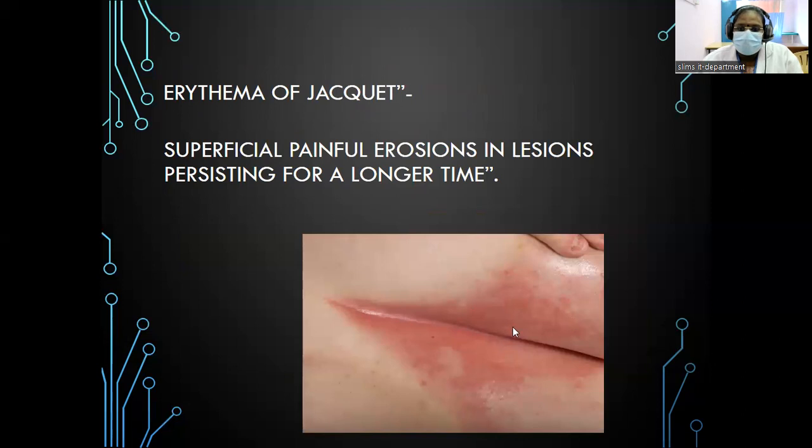This is typical in children: the erythema of Jacquet, one of the clinical types of cutaneous candidiasis, characterized clinically by superficial painful erosion persisting for a longer time. This is known as erythema of Jacquet.